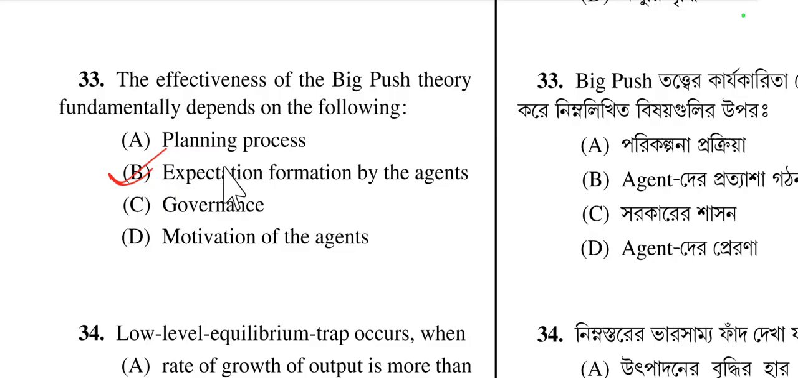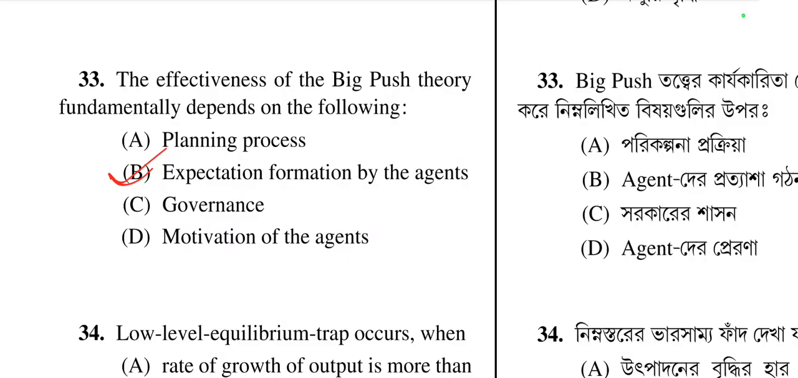But if we take other options, they are also true. Planning process: while planning is essential for coordination, the core dependence of the big push is on agents' expectation about mutual investment rather than just centralized planning. So this will not be the correct choice. Then governance. Although good governance can aid the implementation of policies, it is not the fundamental factor on which the big push theory relies. Then motivation of the agent. While motivation is essential, it is the specific expectation that others will invest that underpins the big push theory. So expectation formation by the agents, this is correct.